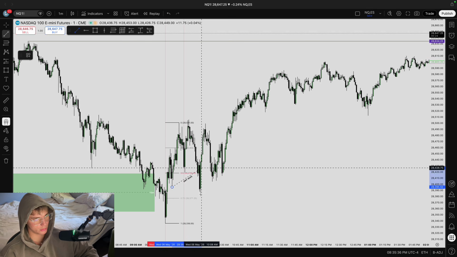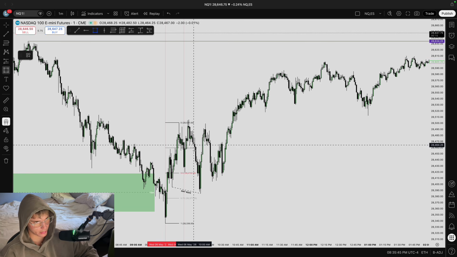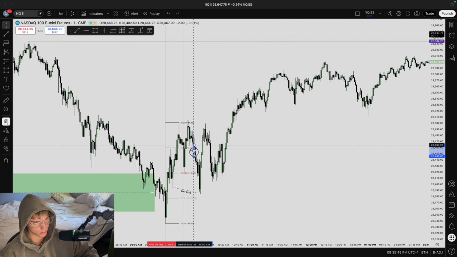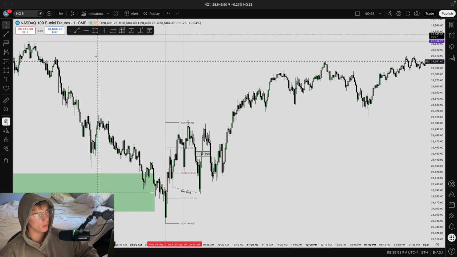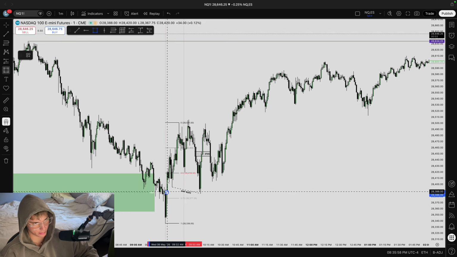SMT at the lows. And then we have our model. So we have an inversion fair value gap right here. Inverse fair value gap. What else is super important to mark out is the first presented fair value gap.